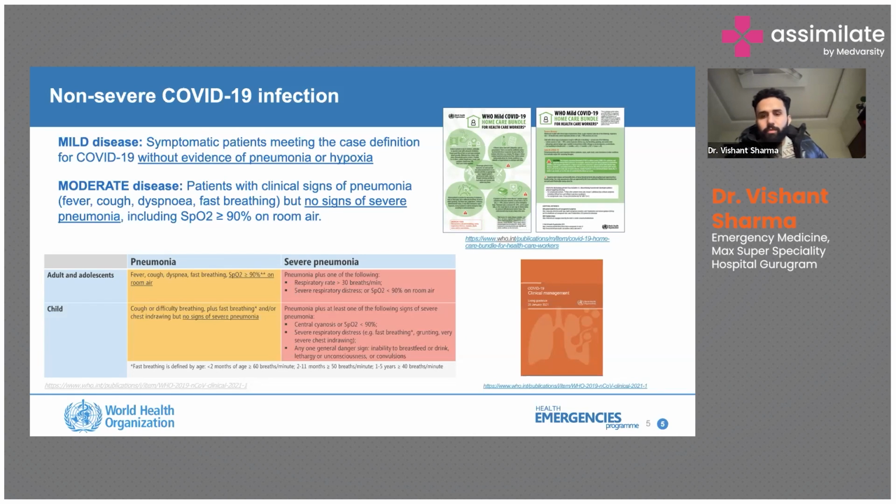So the moderate disease. Very nice. For moderate disease, we see the patient with the clinical signs of pneumonia, that is fever, cough, dyspnea, fast breathing, but no signs of severe pneumonia, including SpO2 that can be more than or equal to 90 on room air.